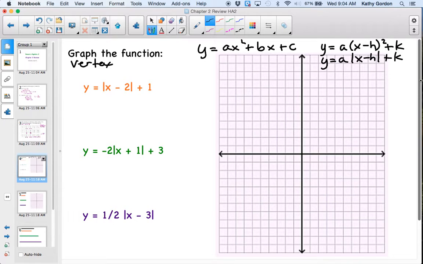So most of the time, if I'm just talking about the parent function, the very simplest form of the absolute value function, which is just y equals absolute value of x, then what would it look like? Well, if I put in 0 for x, what do I get for y? 0. Okay? If I put in 1 for x, what do I get for y? 1. 2 for x? 2. 3 for x? 3. So it's very easy right now to go, oh, it's just a line. But what happens if I put -1 in for x? We get 1, not -1.